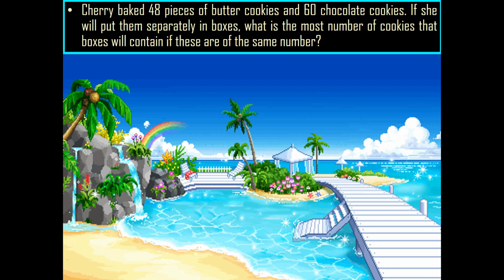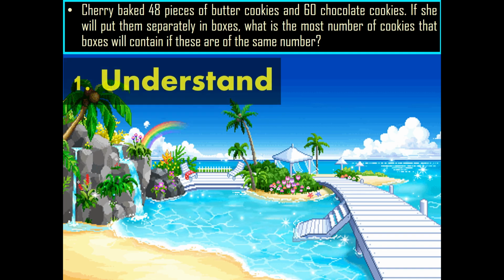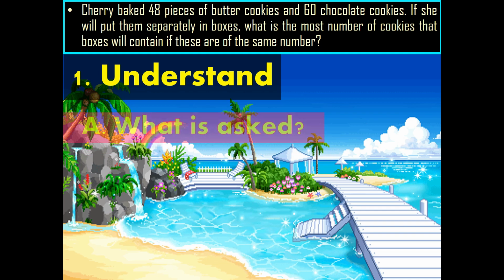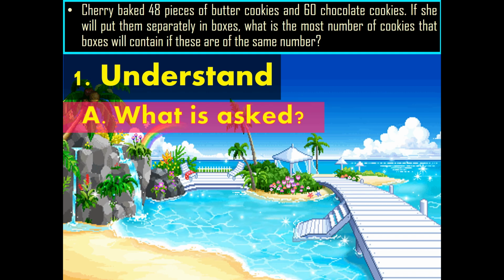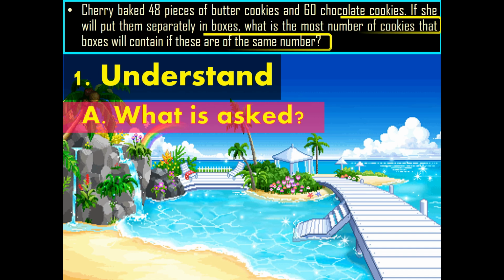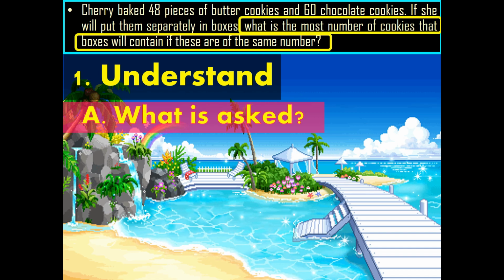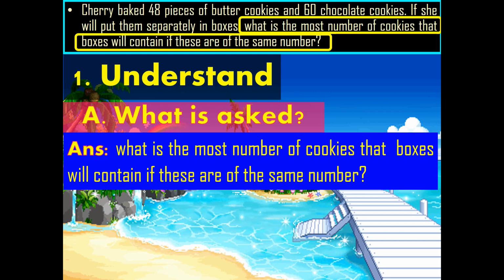Let's now solve the problem using the 4 steps. First step is understanding the problem by answering the question, what is asked? We find this at the last sentence of the problem, usually in a form of question. So in this case, we have here, what is the most number of cookies that boxes will contain if these are of the same number?